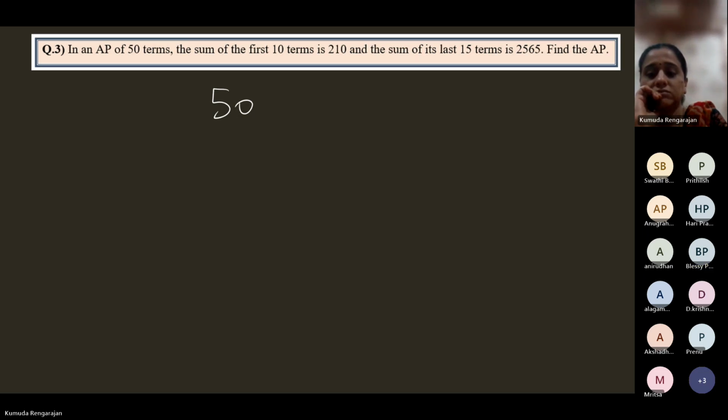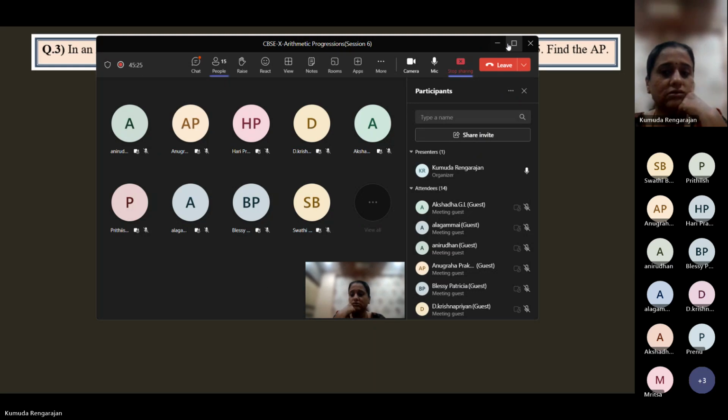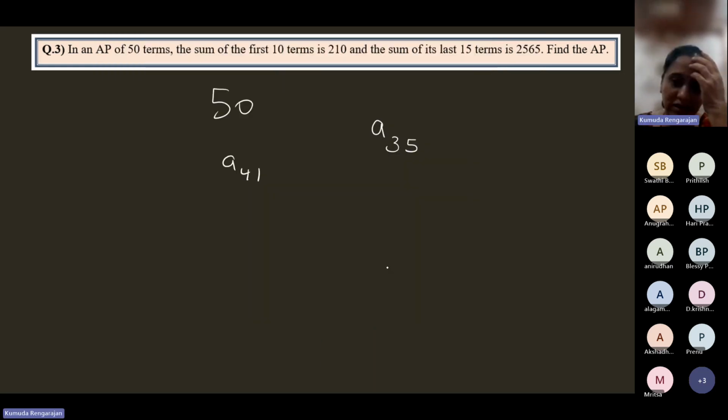A41. A41, please think again. A35? Count. 35, 36, count till 50 and see if you have 15 terms from the 35th term to the 50th term. A36. Somebody's mic is enabled. I think Blessy said A36.